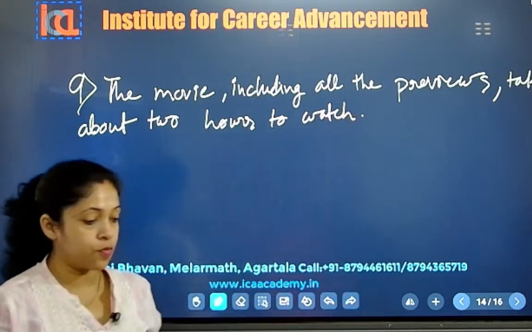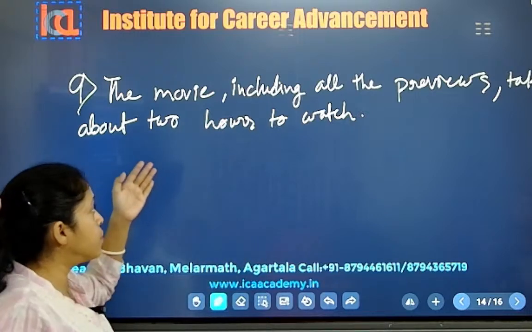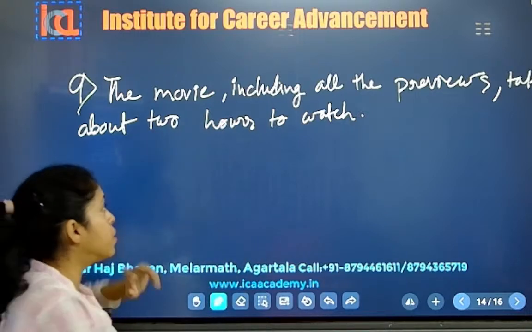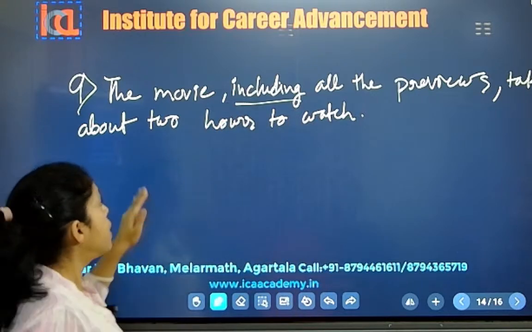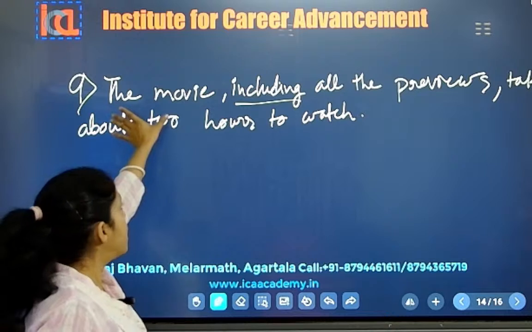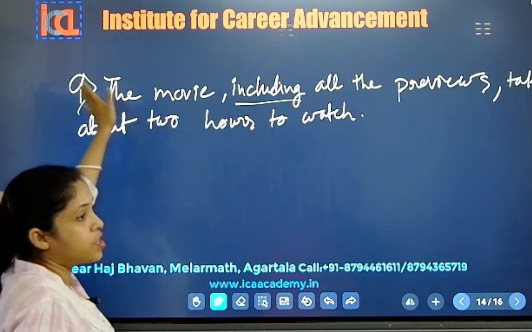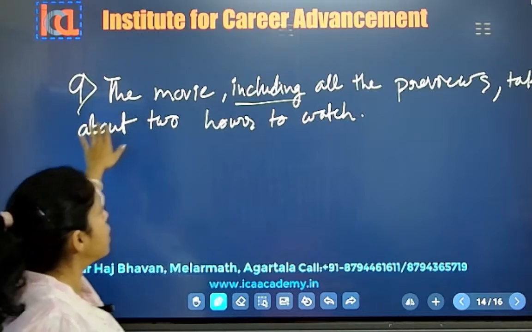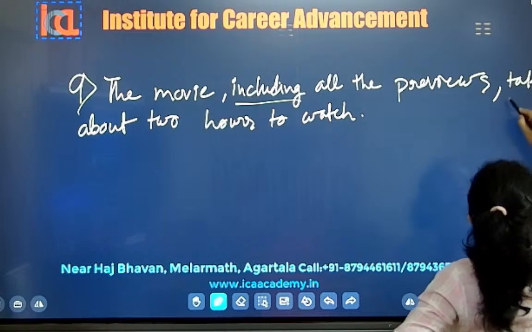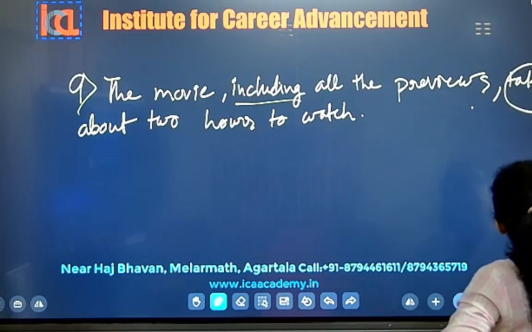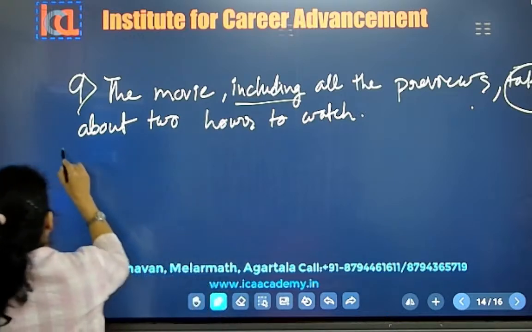This sentence follows the same rule as the previous sentence. And we shall include this word, including, also: together with, as well as, including. In that case, we will see the main subject, the first subject, and in which number it is used. The movie, including all the previews, it will be takes about 2 hours to watch.